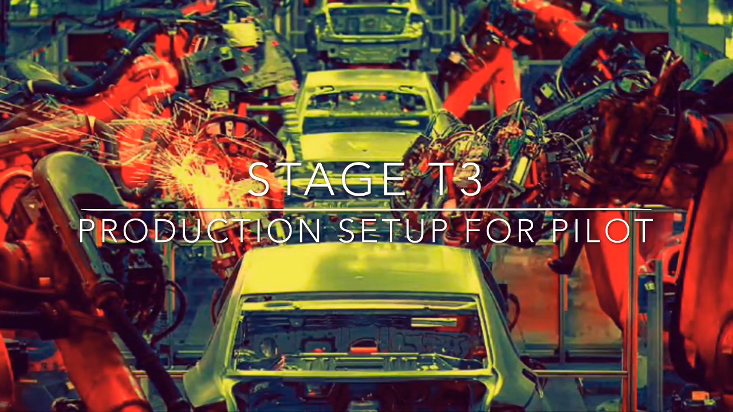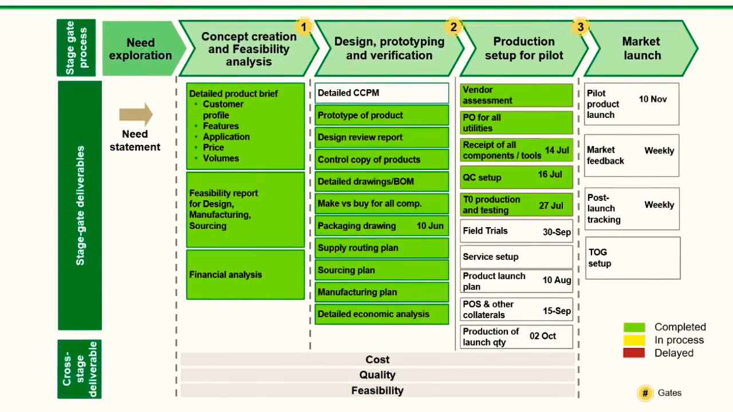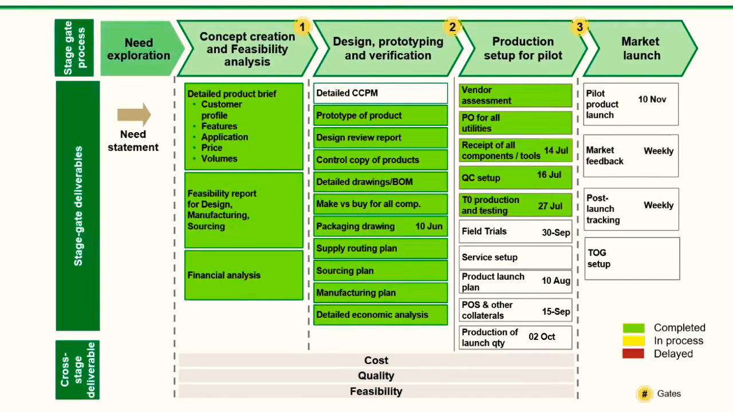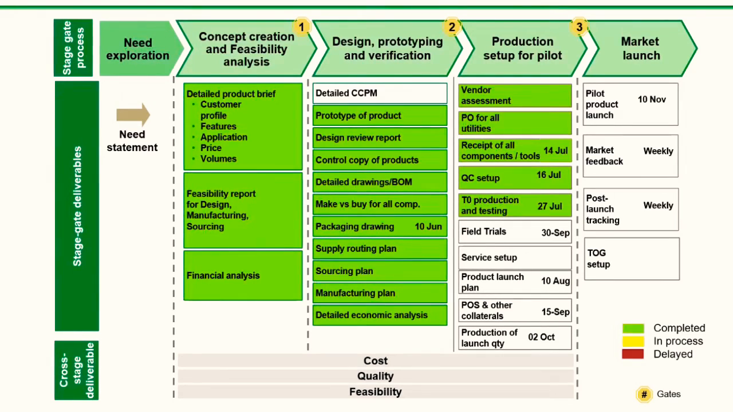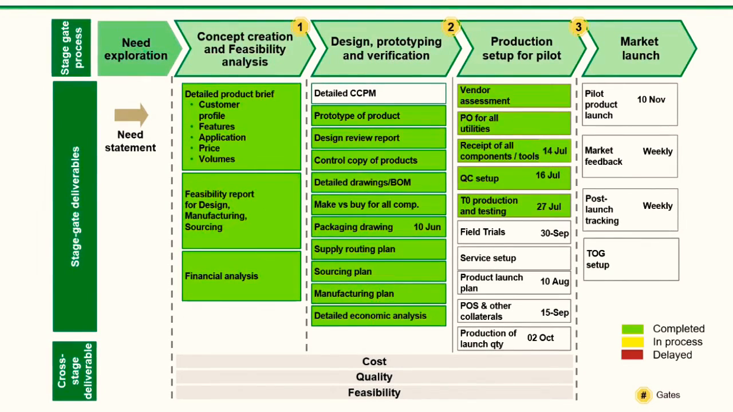There are 4 major stakeholders in this stage. Number 1, sourcing team. Number 2, quality team. Number 3, product team. And number 4, service team. Sourcing team does vendor assessment and they also release purchase orders for all the utilities. They maintain receipts of all components and tool. Quality team prepares a checklist of the test and testing fixtures required at vendor's end and during incoming and outgoing inspection of the product. Product team makes plan for the field trials.